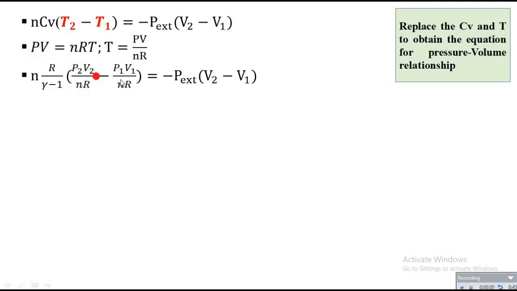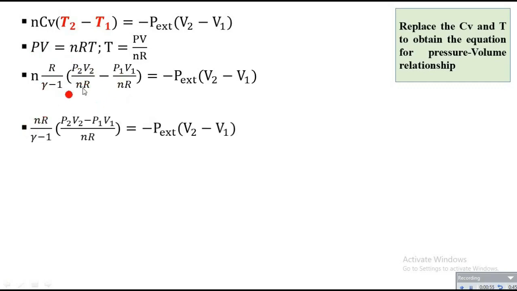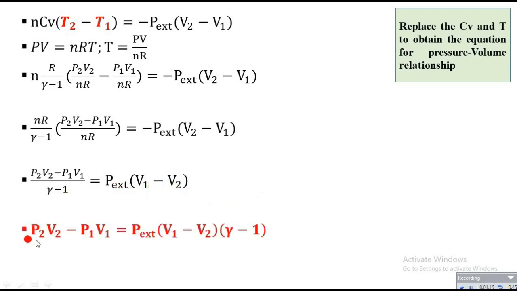So here we are replacing the Cv and you have replaced the temperature. So you have the nR here, and here we also have nR. Then we can cancel them. So we get (P2 V2 minus P1 V1) over gamma minus 1 is equal to external pressure (V1 minus V2). So that means P2 V2 minus P1 V1, then we multiply this gamma minus 1 to this side, is equal to P external (V1 minus V2) times gamma minus 1. So now we are at the end.